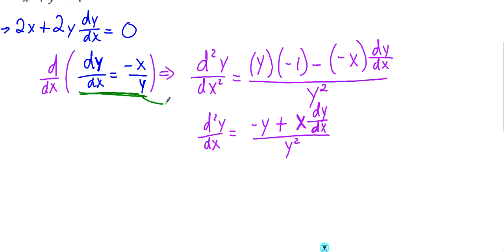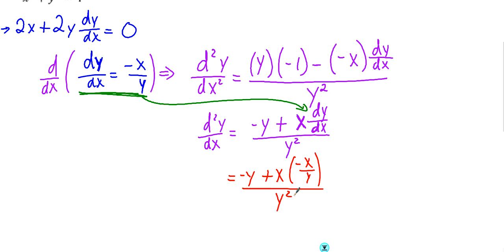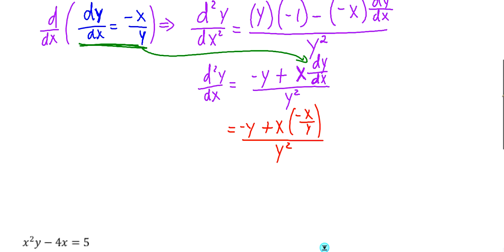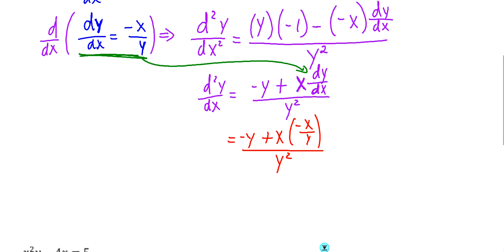So what we have to do is plug dy over dx into our second derivative to get it into terms of just x and y. So that's our last step. So we get negative y plus x times negative x over y, all over y squared. And we're going to finish simplifying. So we get x times x here. So that's x squared. So it'd be negative y minus x squared over y squared.